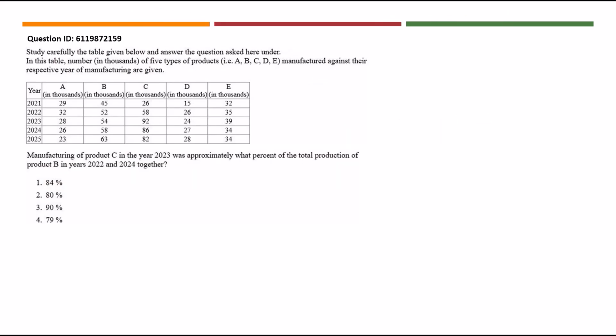Next question. Manufacturing of product C in the year 2023 was approximately what percent of the total production of product B in years 2022 and 2024 together. So what is the first value? Manufacturing of C in 2023, it is 92. What about the production of B? Manufacturing or production both mean the same. When they talk about a single product, they have mentioned the term manufacturing. When they talk about two products or one product in 2 years, they use the term production.